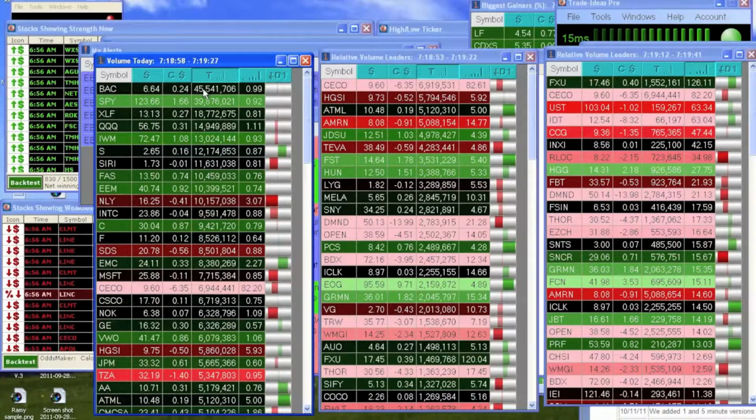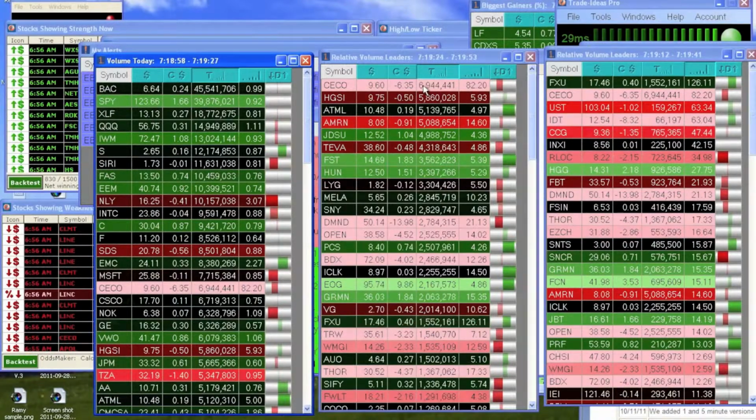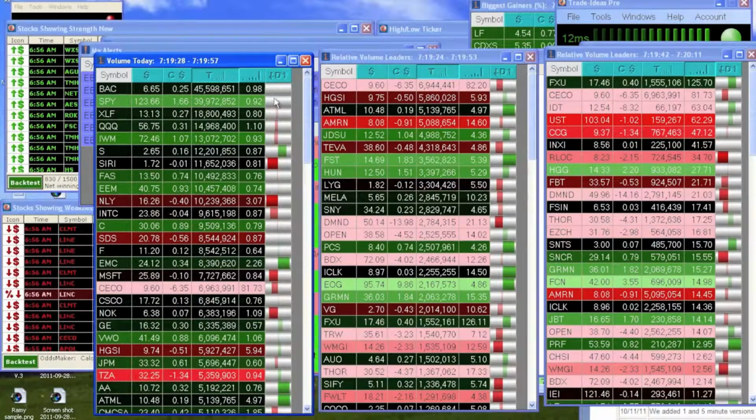Now suddenly we see something that had 45 million shares. This was only 7 million. That's why I had to resize it, because these numbers are bigger. The reason is that the server went straight for the volume today. It just found which stock had the most volume today. So see, all of these stocks are somewhat normal. That's 98% of normal, 92% of normal, 110% of normal.